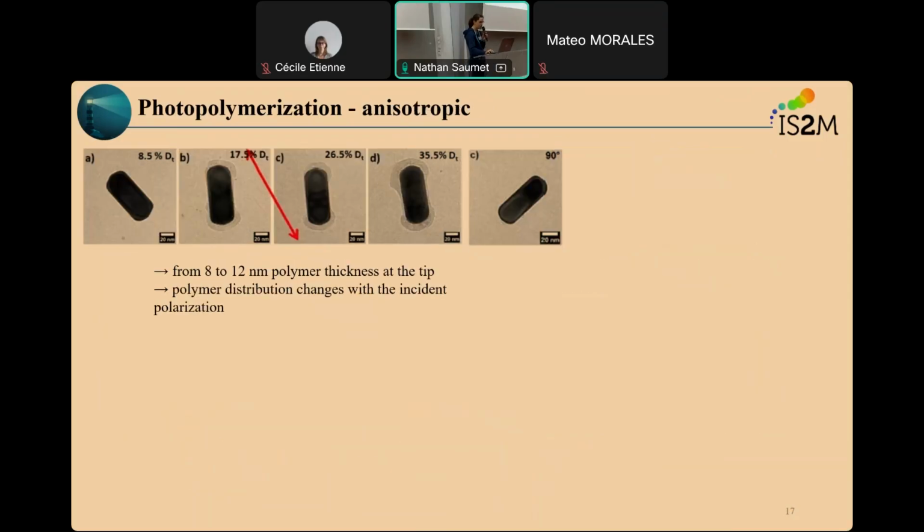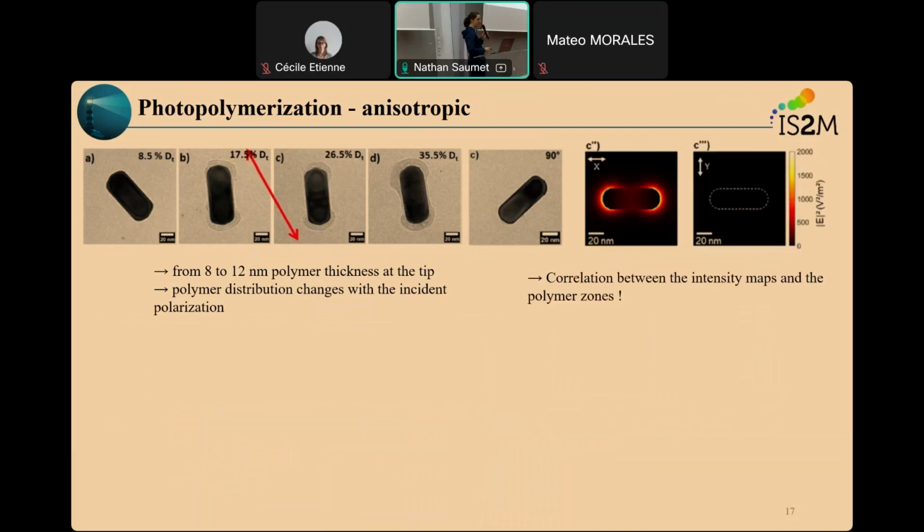So let's take the 2 other nanoparticles, which are more, let's say, anisotropic. So here for the rod, we observed nothing for this dose. And then we observed 2 polymer lobes here located at the tip of the rod, when the polarization is along the long axis. When the polarization is along the transverse axis, we observe nothing, which was expected this time.